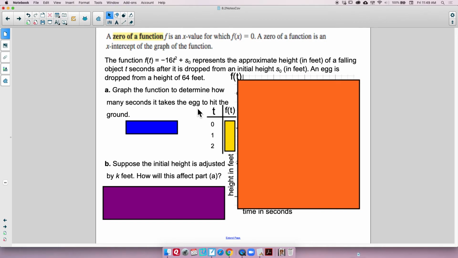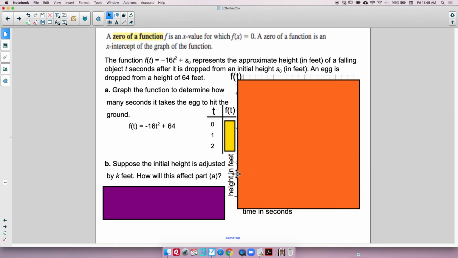Graph the function to determine how many seconds it takes the egg to hit the ground. Well, what would be our function if we know that the initial height is 64 feet, because that's what the egg's being dropped from? We plug in 64 for s sub 0 and have f of t equals negative 16t squared plus 64. Then you need to graph it.